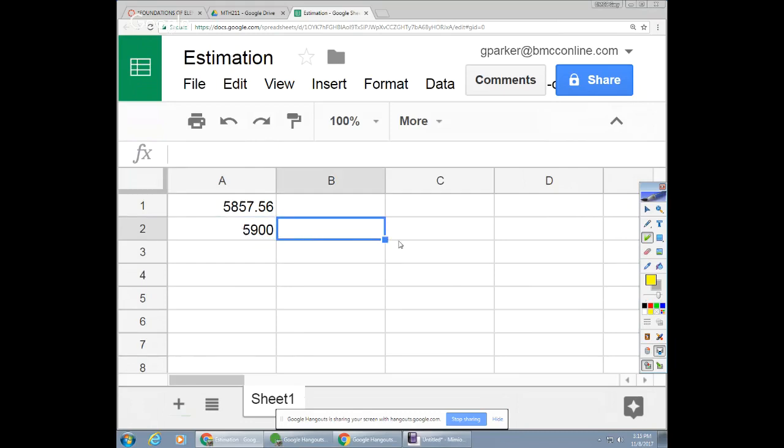So again, to make that round there, the formula I typed was equals ROUND. I gave it some number to look at, like 5857.56, comma. Normally, if I type a 1, a 0, 1, 2, 3, and so on, that'll pick a place to round. If I go -1, it'll start jumping the other direction and looking at places to round. So that will round to the nearest 10th.